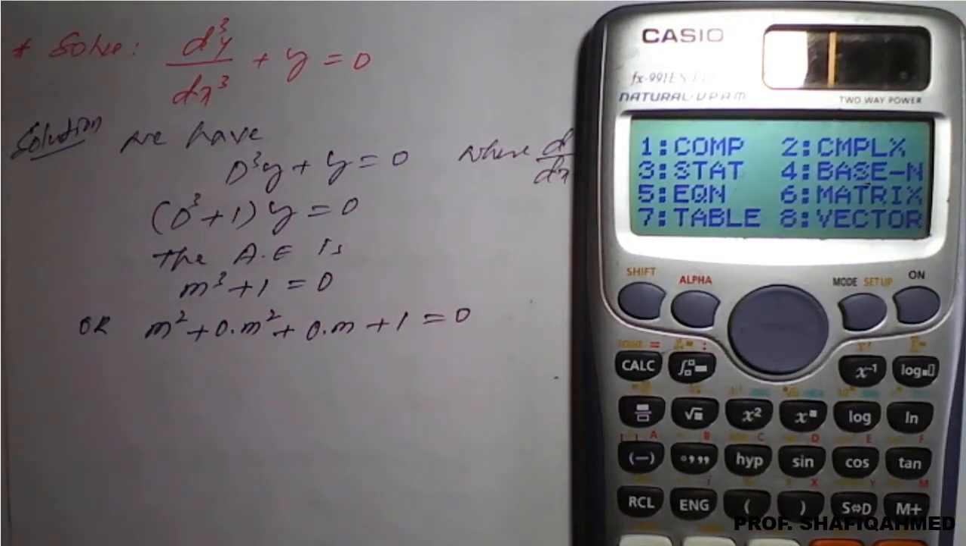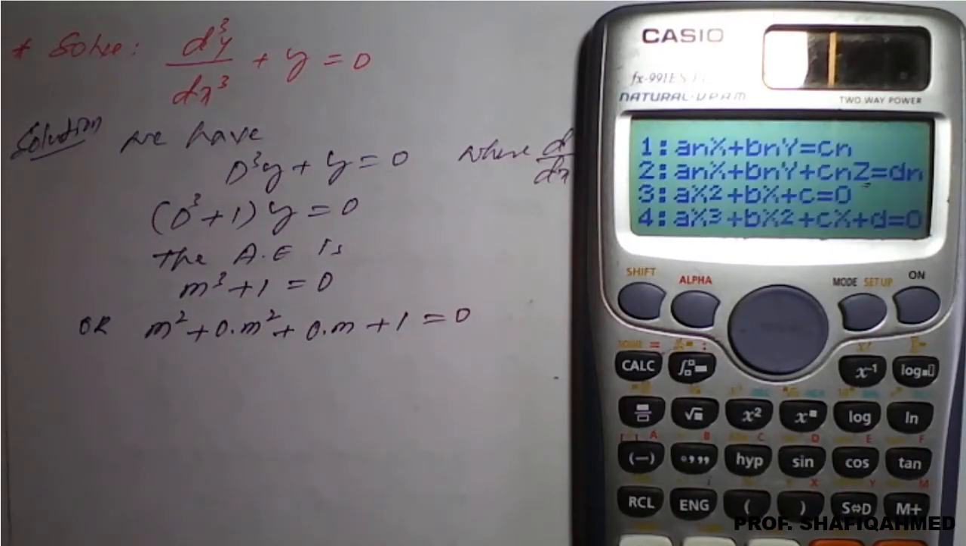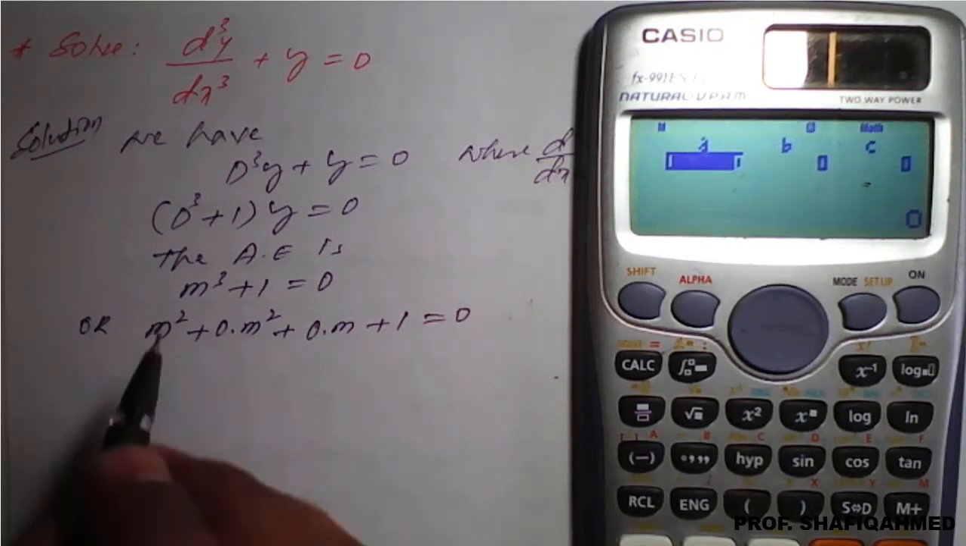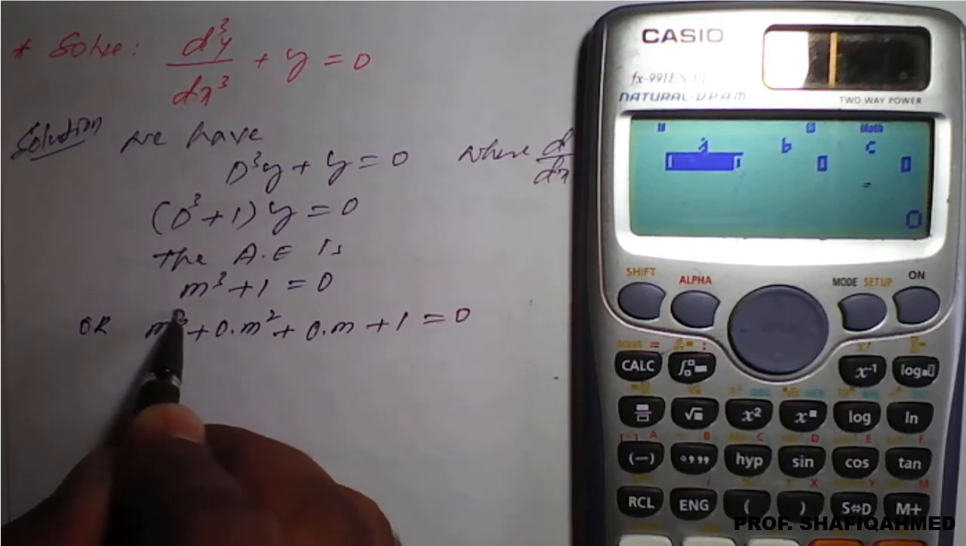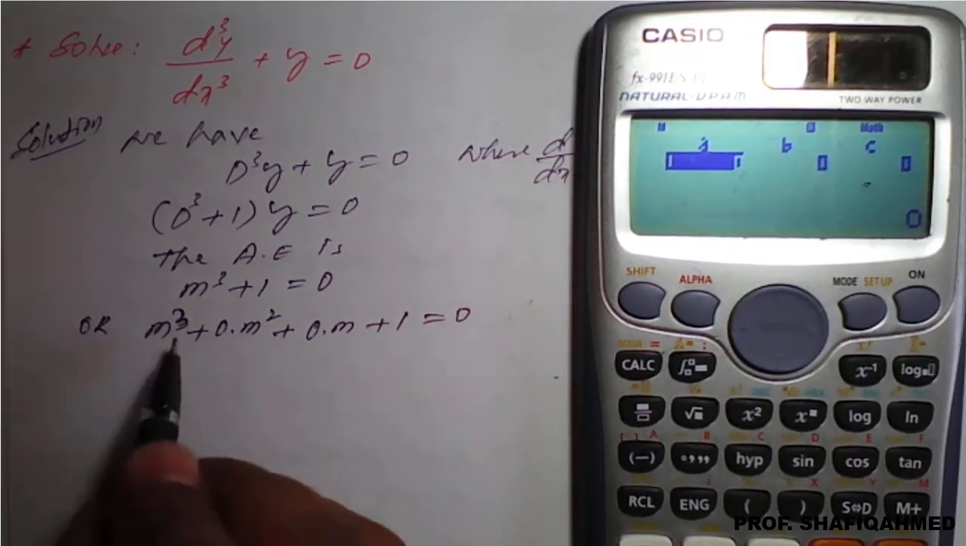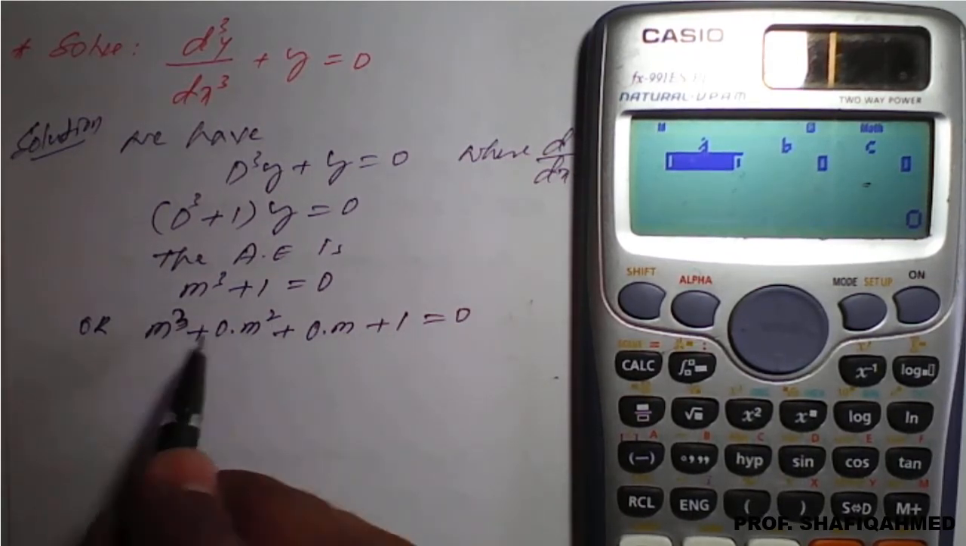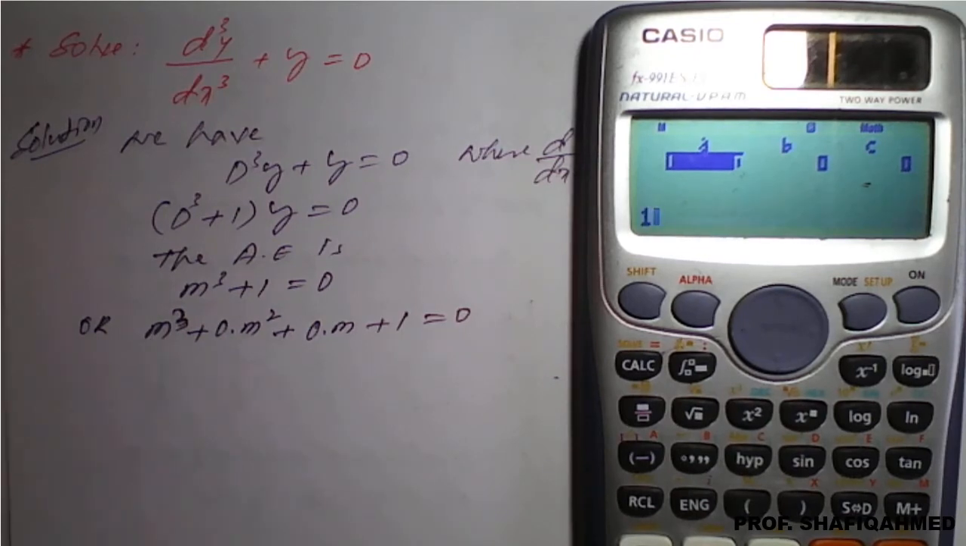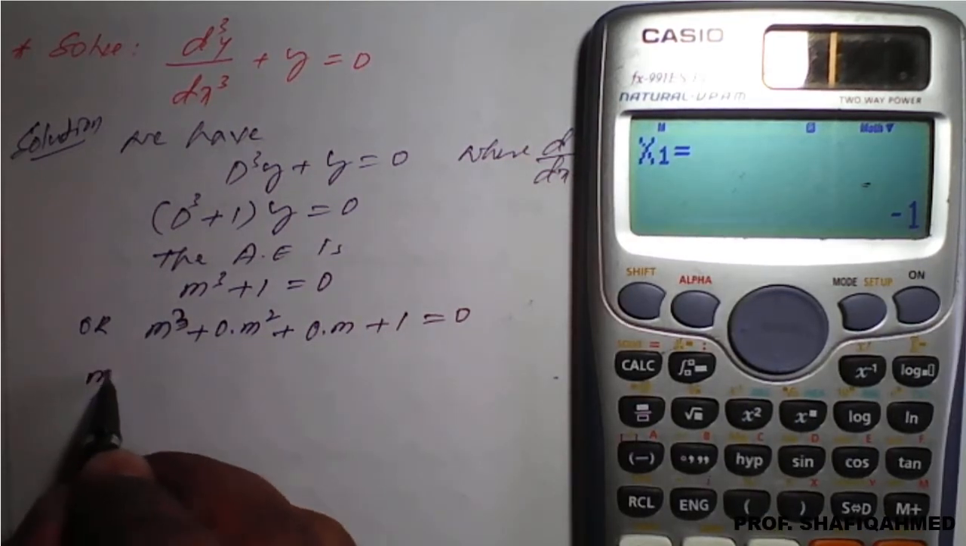So mode option 5, that is equation, then option 4, cubic equation. So this is m cube, m square, m and constant. The coefficient of m cube is 1, the coefficient of m square is 0, the coefficient of m is 0 and the constant is 1. Press equal to, and we see that the first root is m equal to minus 1.